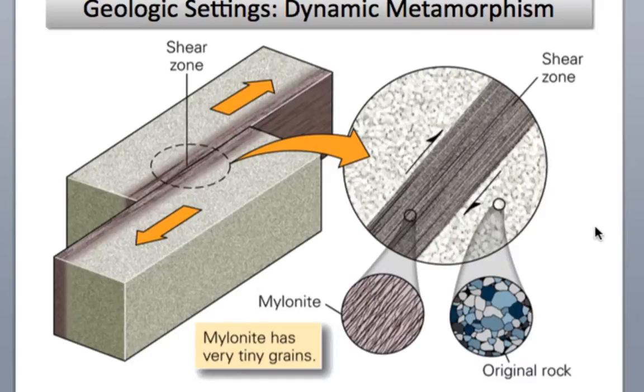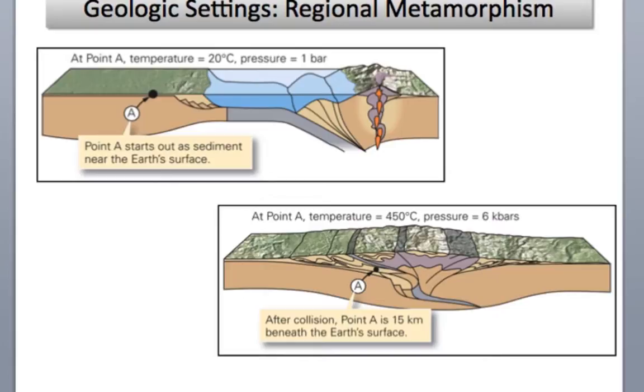And then the dynamic metamorphism, again, it's where you have a fault and you get the shearing that occurs and you develop that mylonite, right? These tiny grains that, well, the rock here, you can see it's randomly oriented, but once you get to the shear zone, you get these sheared out rocks. They're like milled in that fault zone.